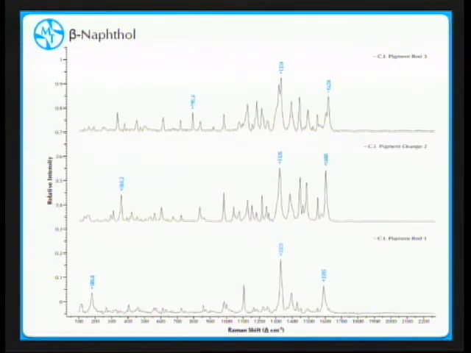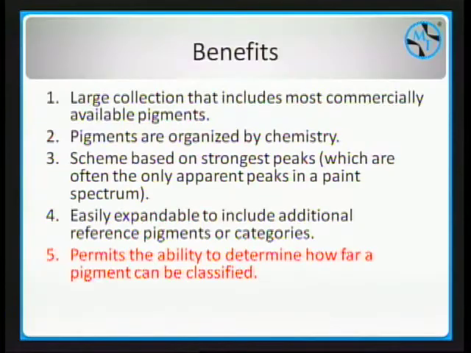Then we have pages that show comparisons of spectra with the peaks we use for classification in a given group, so that you can actually compare them directly. All of this is put together in a 500-some page report that's being reviewed by NIJ right now, and it will be available for download, so everybody gets the benefit from this work. The benefit is a large collection that I think includes most commercially available pigments, at least based on our literature research. There's surely more that are not in there.